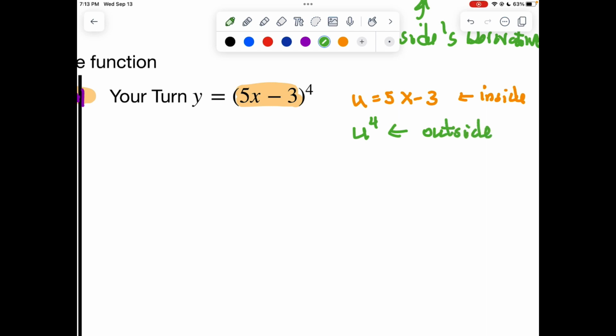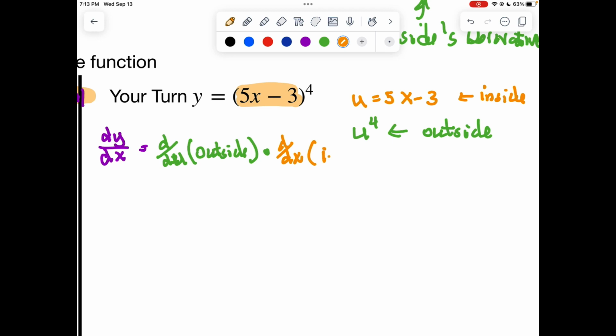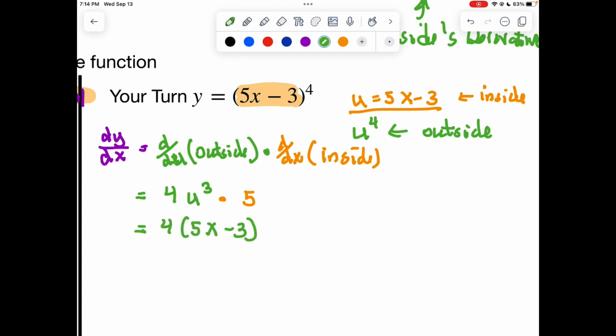Okay, define the derivative of y with respect to x. So we're going to find the derivative of the outside times the derivative of the inside. The derivative of the outside here, u to the 4th, is 4u cubed. And then the derivative of the inside, 5x minus 3, is just 5. Now remember, u is 5x minus 3. So we have 4 times (5x minus 3) cubed times 5.